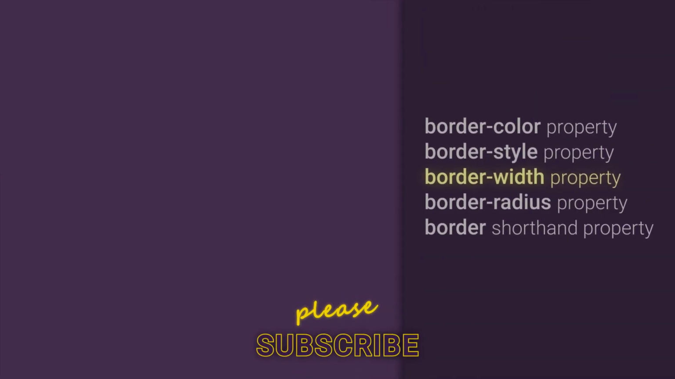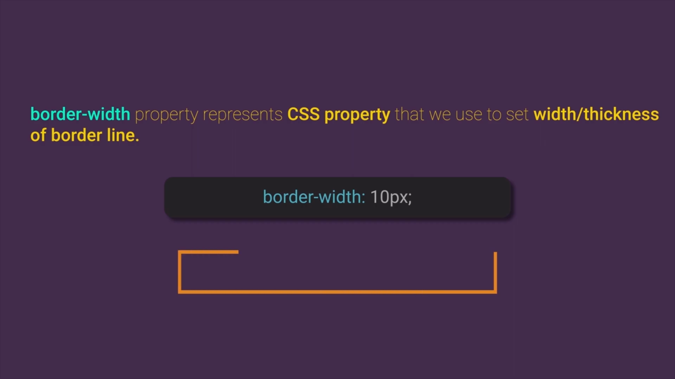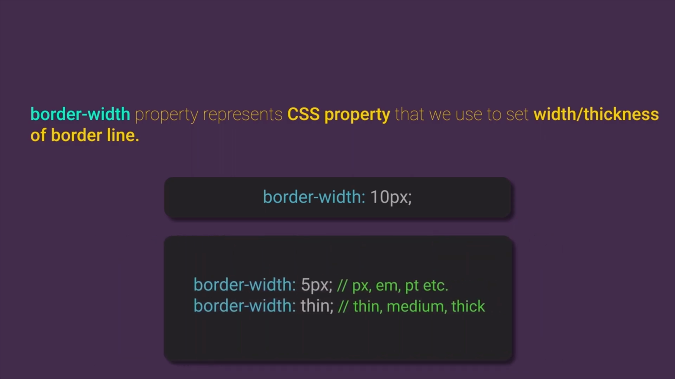What is the border width property? The border width property represents the CSS property that we use to set the width or thickness of a border line. It can be set in specific units like pixels, em values, points, etc. Or we can use three predefined values.